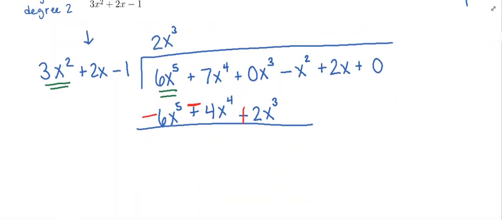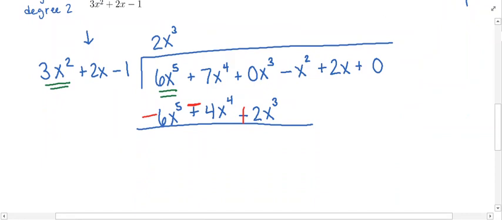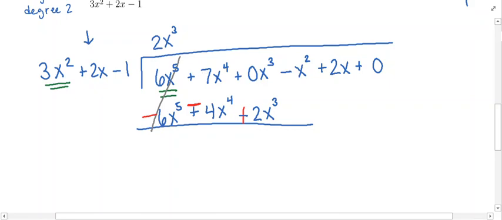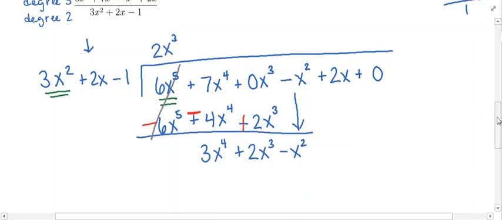Then we end up seeing that the 6x to the 5th, those guys cancel because there's a positive one and then a negative one. And then 7x to the 4th minus 4x to the 4th is going to give me 3x to the 4th. And then 0x cubed plus 2x cubed is going to give me plus 2x cubed. And I can go ahead and bring down the next term. This is following long division of just numbers. It definitely is harder with the x's, but it is the same thing.